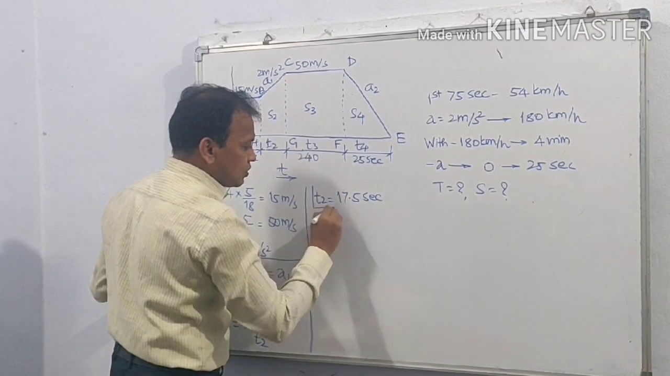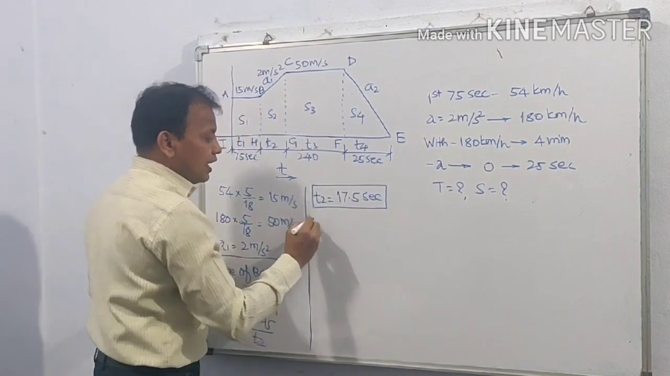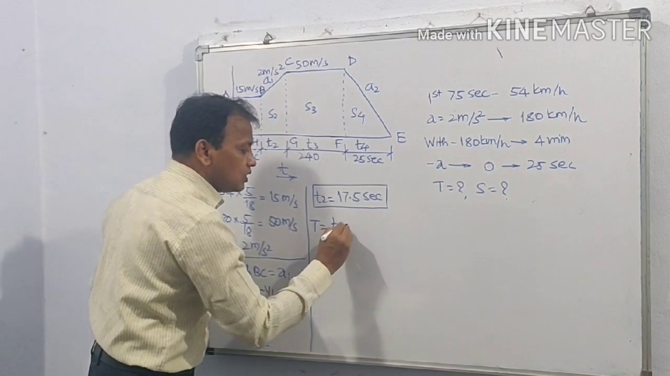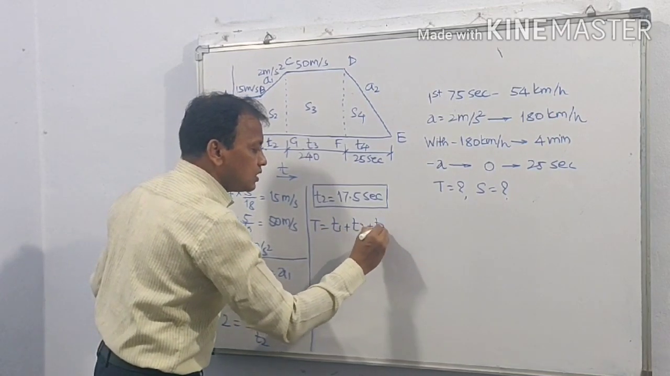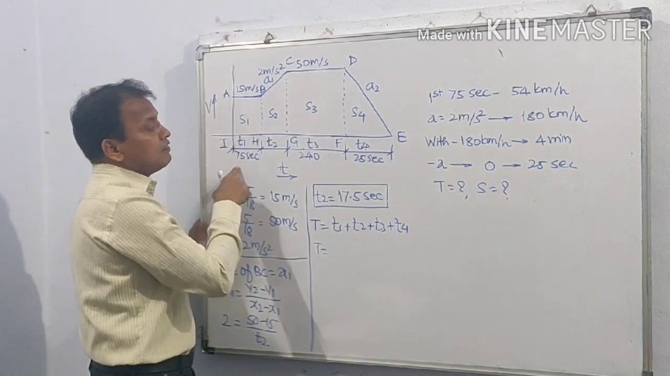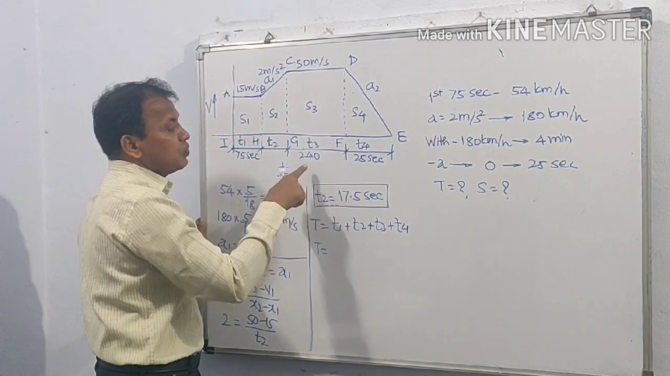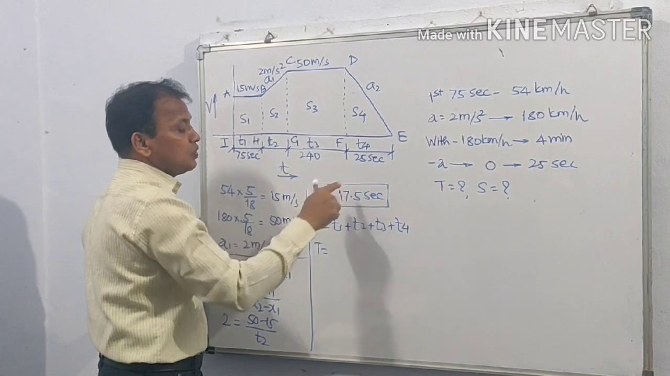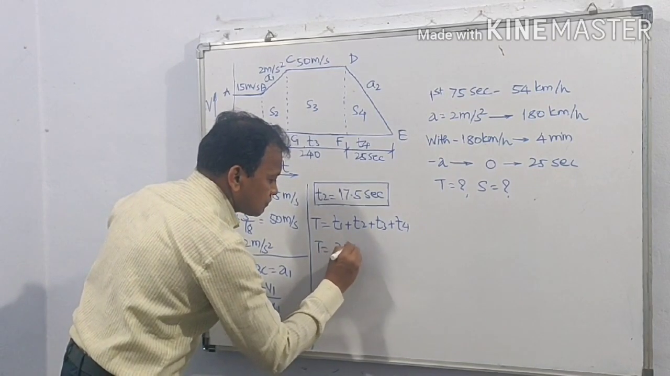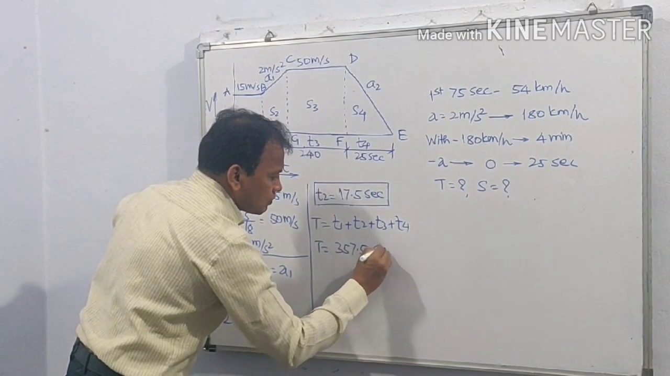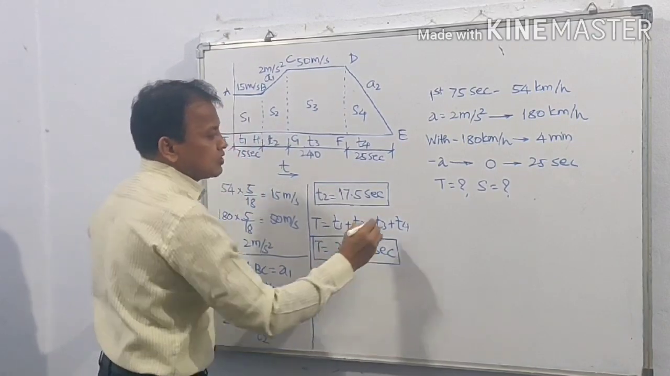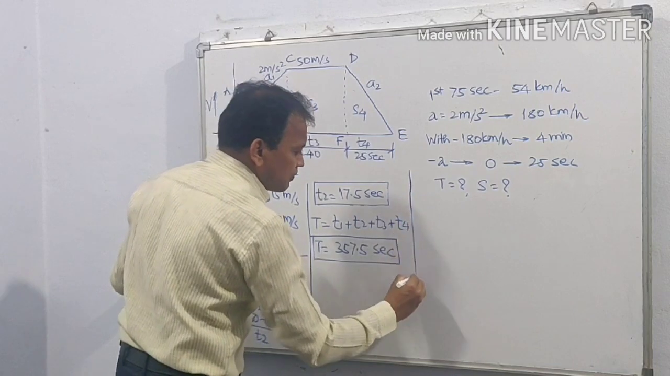So t2 is equal to 17.5 seconds. As we have found t2 and we are asked to find total time of travel, T is equal to t1 plus t2 plus t3 plus t4. T is equal to 75 plus 17.5 plus 240 plus 25, is equal to 357.5 seconds. This is total time of travel.